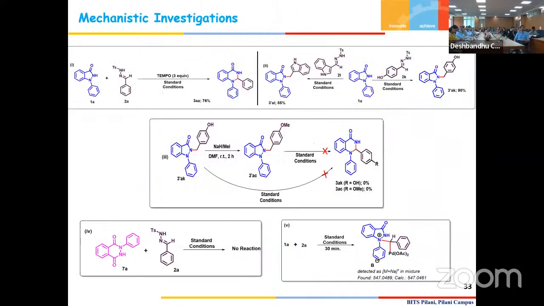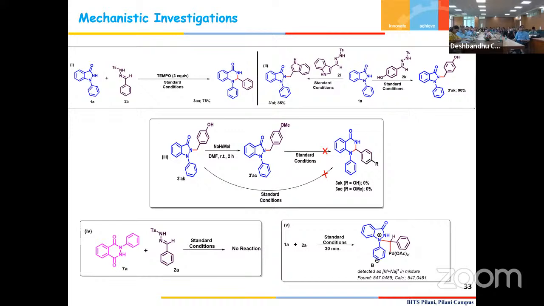A big challenge: we had a lot of trouble while publishing this work, especially because the reviewers were not convinced about the mechanism we were proposing, because we didn't have enough proof. So we submitted to a high-impact journal, but eventually, with the limited mechanistic work, it was published finally in JOC.